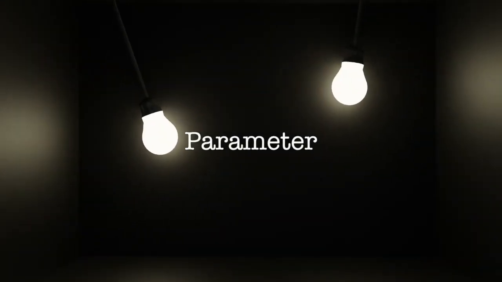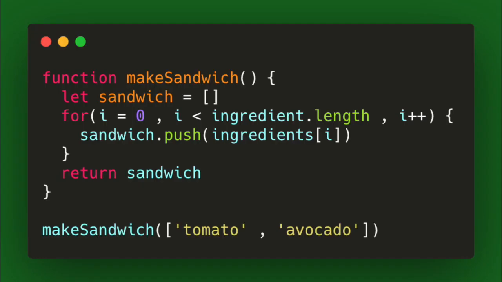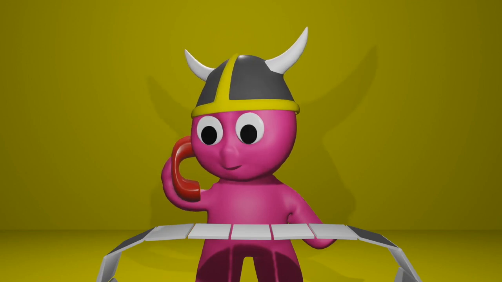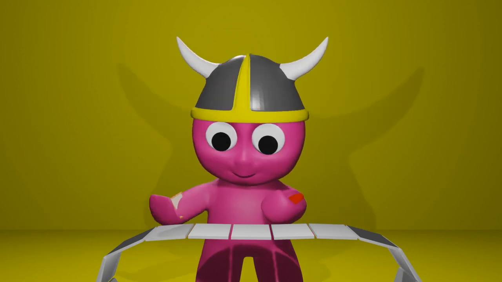Next, we're going over parameter. In this case, our parameters are sandwich options for the user. We do this by looping through a set of ingredients and pushing them to an array. We'll go over for loops in more detail in just a second. This gives the user the option of customizing their sandwich.